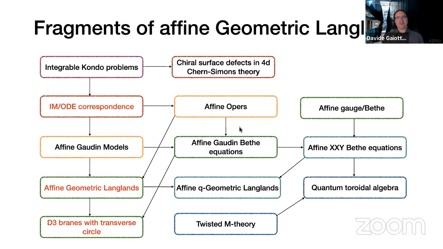I've given a couple of talks until now, which start from Kondo problems and move into these mathematical topics. But today I will try to find a different route, where I start from the gauge/Bethe correspondence by Nekrasov and Shatashvili and its affine generalization.